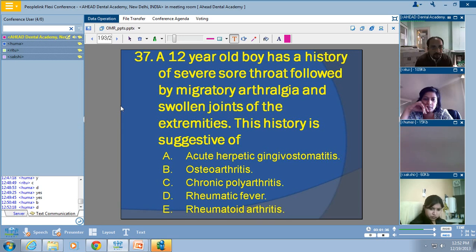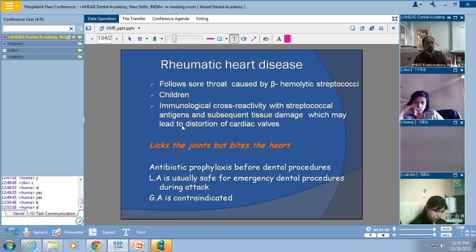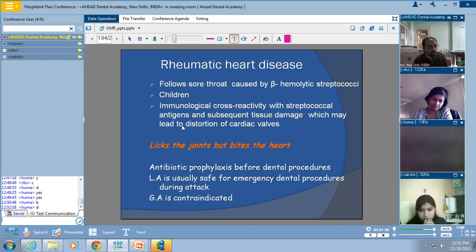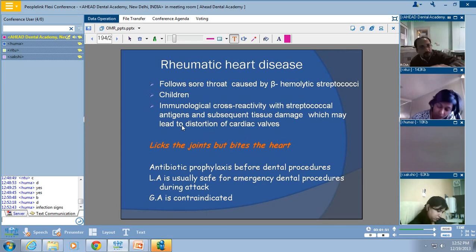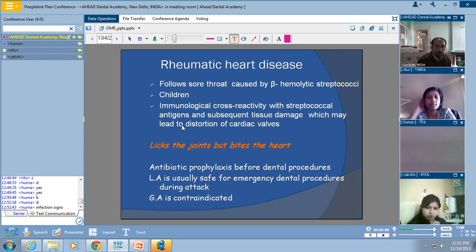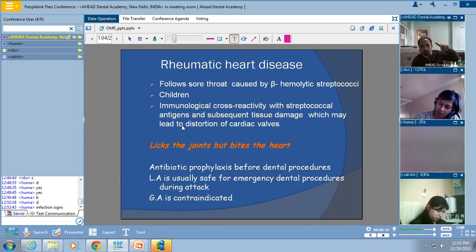So what is rheumatic heart disease? Well, this is an unfortunate disease that occurs in children. A child will have a throat infection caused by beta hemolytic streptococcus, which causes immunological cross reactivity, and this results in distortion of the cardiac walls and ultimately destruction. There is a very famous saying: it licks the joint but bites the heart. So the joint will have polyarthralgia, but the heart changes will be more severe. GA is contraindicated in this patient, and antibiotic prophylaxis, remember, as I told you for SABE, the same prophylaxis will be given for these patients. Okay?